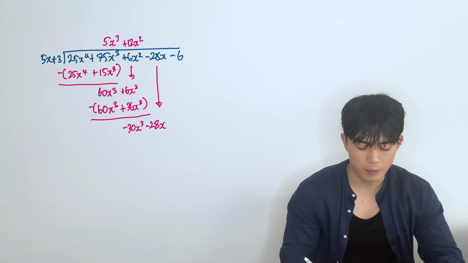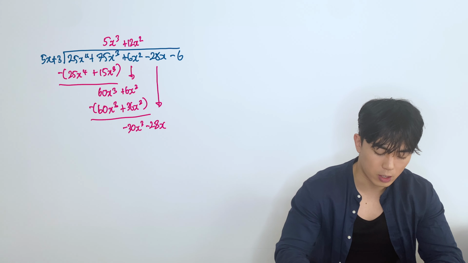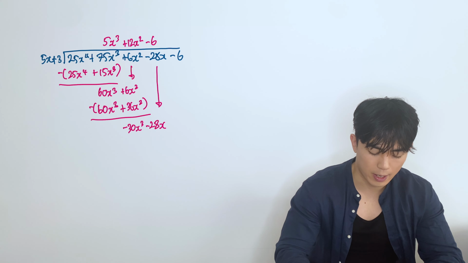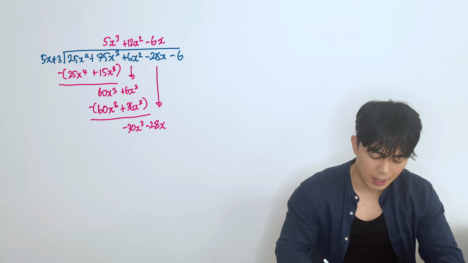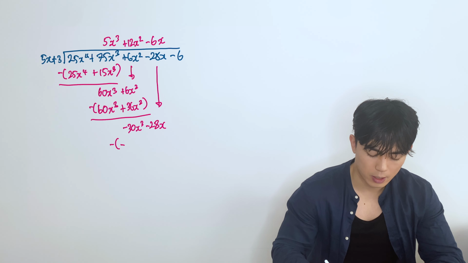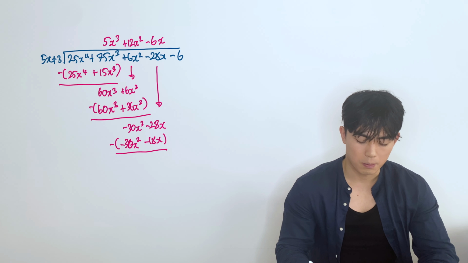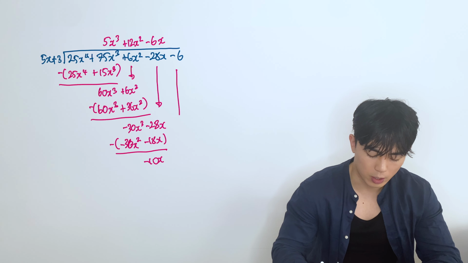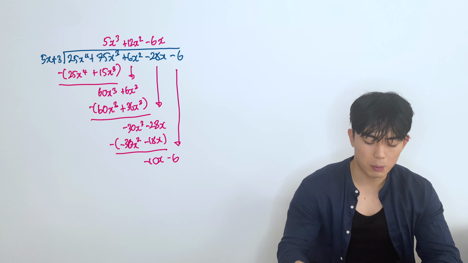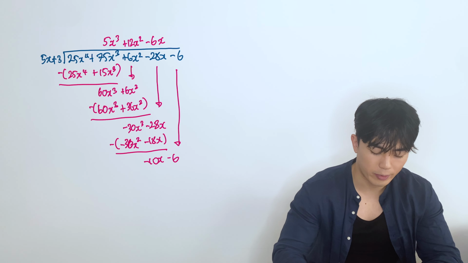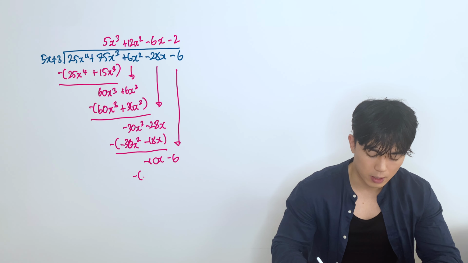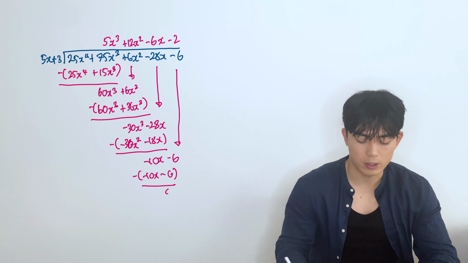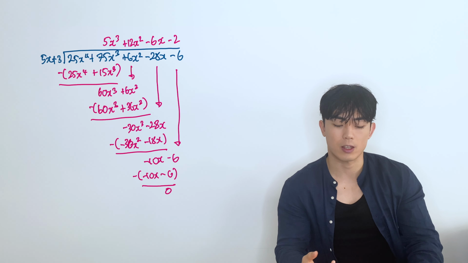Minus 30x squared divided by 5x is minus 6x, so don't forget a minus sign, so minus 6x, and then minus open bracket, multiply, minus 30x squared, minus 18x, close bracket, and subtract. Minus 28 minus 18 will give me minus 10x, and then I bring down the final term, minus 6, and then do it one more time. So minus 10x divided by 5x is minus 2, minus 10x minus 6, and I get 0. So this 5x plus 3 is actually a factor of the original polynomial.